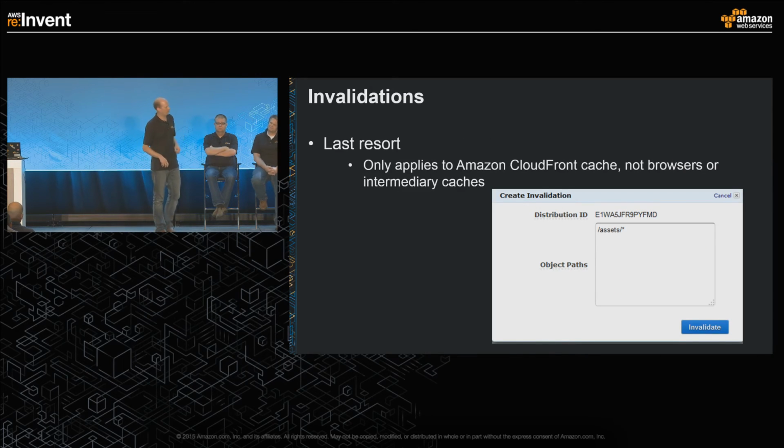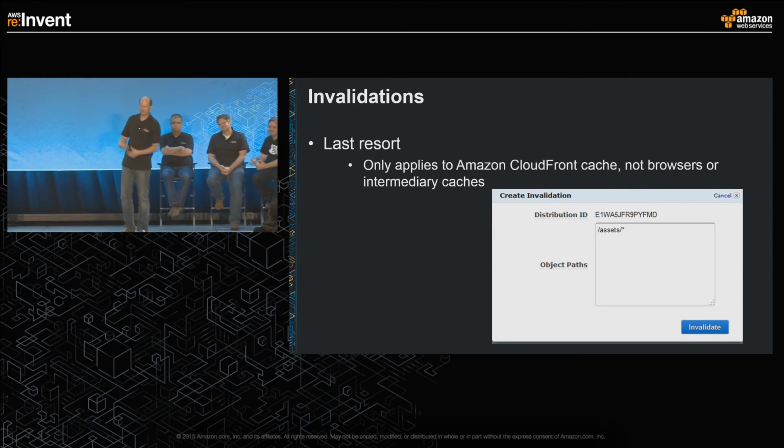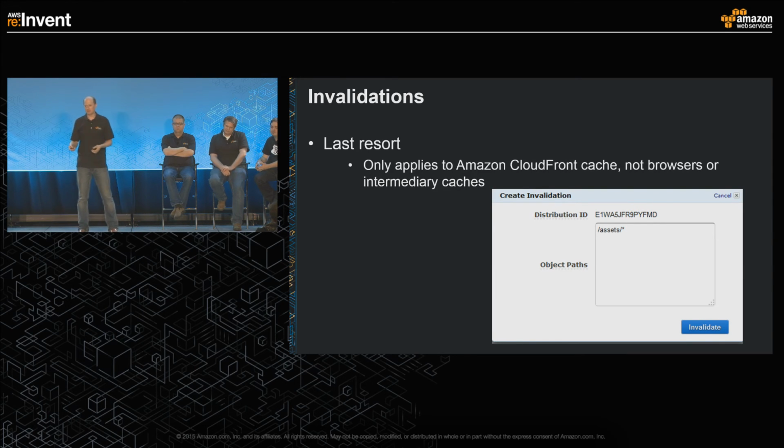And my half best practice: if we followed all our versioning and cache control and forwarded values best practices, we won't have to issue any invalidations. But you can use it as a last resort. It only applies to the CloudFront cache. You can't invalidate and purge things from end-user caches.